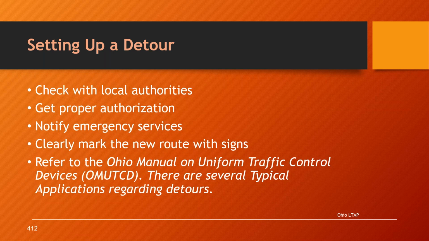So as we set up a detour, we've already checked with local authorities and they've authorized it. And maybe we need to notify emergency services depending on how long of an event this will be. And we need to clearly mark the new route with signs. And it says to refer to the OMUTCD Part 6, the Temporary Traffic Control Manual, because as you may have guessed, there are several typical applications regarding detours.